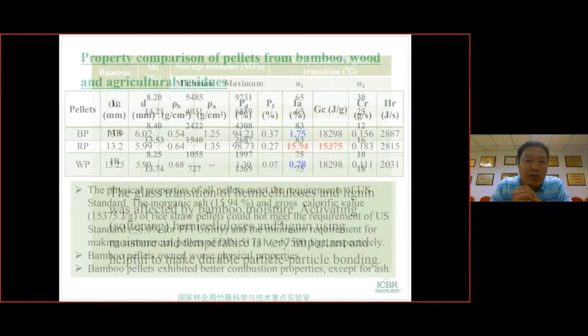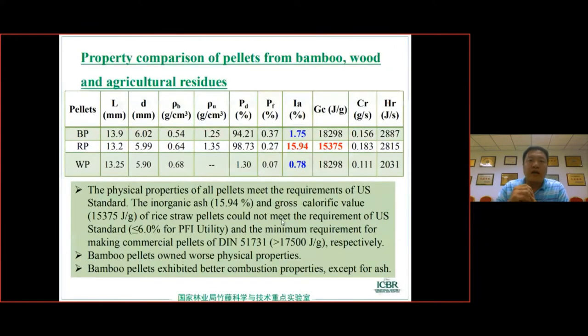This is the pellet properties of the bamboo, wood, and agricultural residues. We found the physical properties of all the pellets met the requirement of the USA standard, but the ash and the gross calorific value of red star pellets can match the requirement of the USA standard and the German standard. Bamboo pellets have the worst physical properties, but they exhibit good combustion performance except for the ash, and its ash content is higher than the wood pellet.